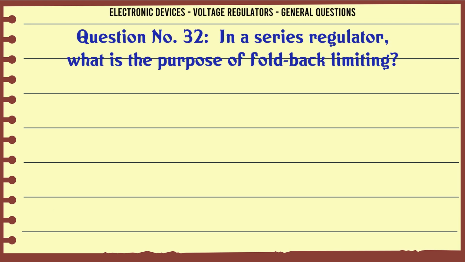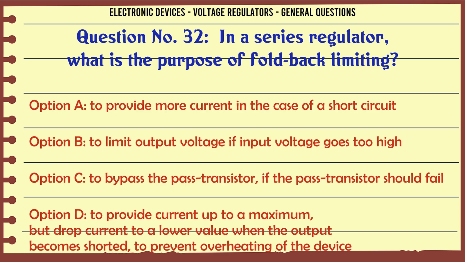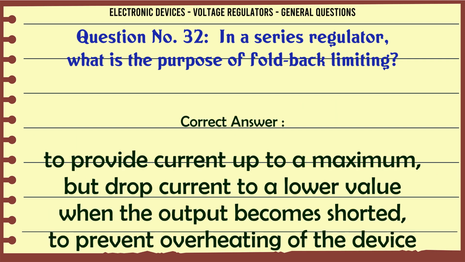In a series regulator, what is the purpose of fold-back limiting? A. To provide more current in the case of a short circuit, B. To limit output voltage if input voltage goes too high, C. To bypass the pass transistor if the pass transistor should fail, D. To provide current up to a maximum but drop current to a lower value when the output becomes shorted to prevent overheating of the device. The correct answer is D: to provide current up to a maximum but drop current to a lower value when the output becomes shorted to prevent overheating of the device.